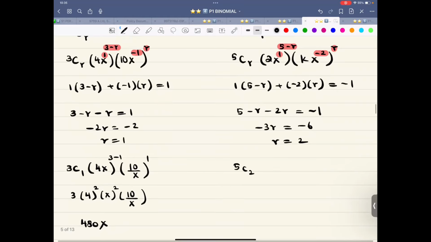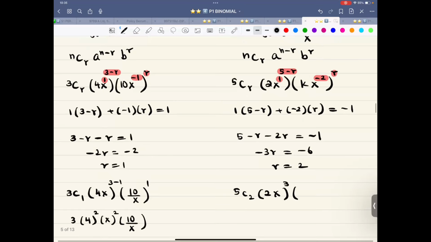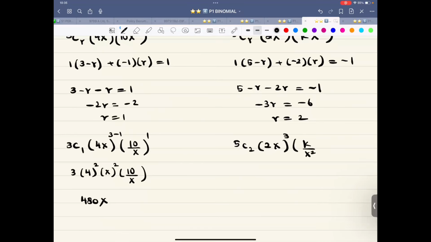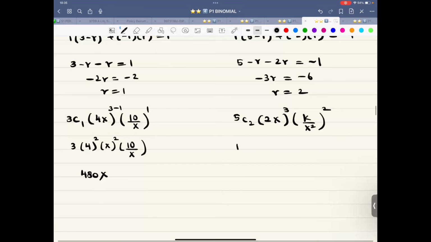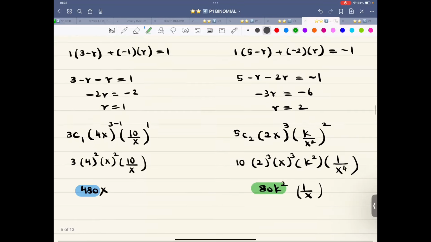That is 5c2. 2x raised to power of 5 minus 2 is 3. And this is k over x squared raised to power of 2. 5c2 is 10. 2 cube x cube k square 1 over x to the 4. And over here, this is 2 cube is 8. 8 into 10 is 80. 80k square. This is 1 over x. So now this is the coefficient of x. This is the coefficient of 1 over x.